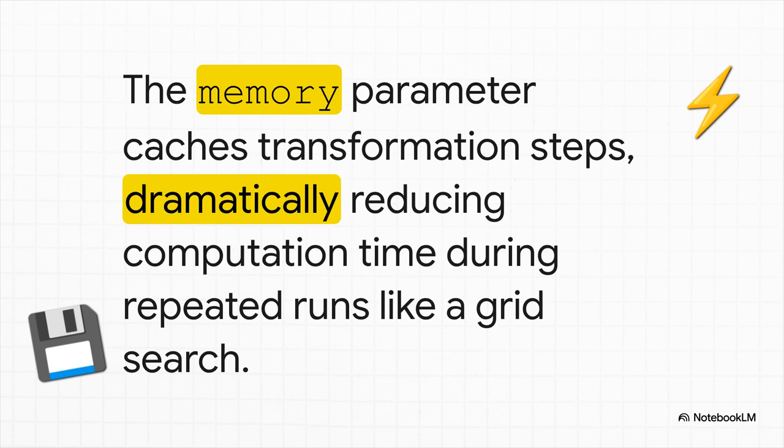If you have, just use the saved result. It's called caching. And when you're doing something like a big hyperparameter search, this can literally save you hours of computation time. It's a total game changer for your workflow speed.